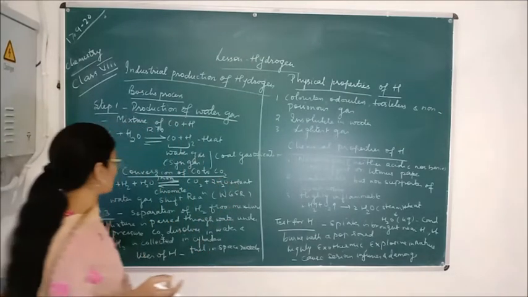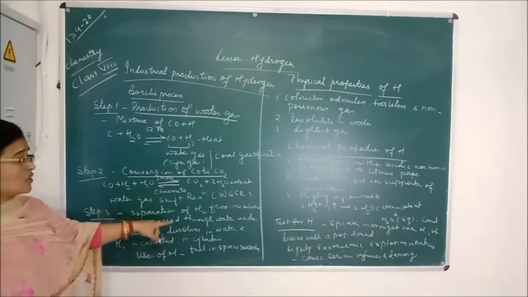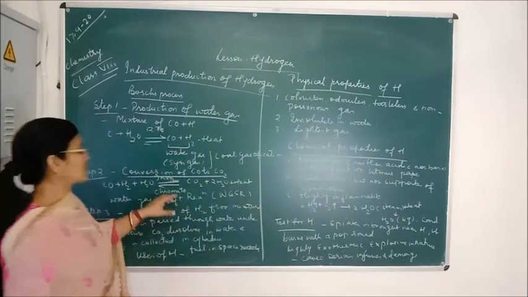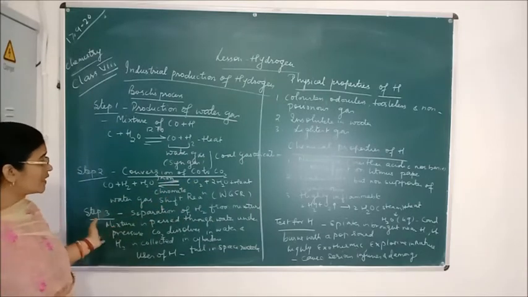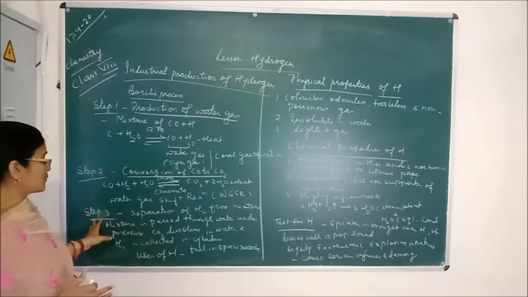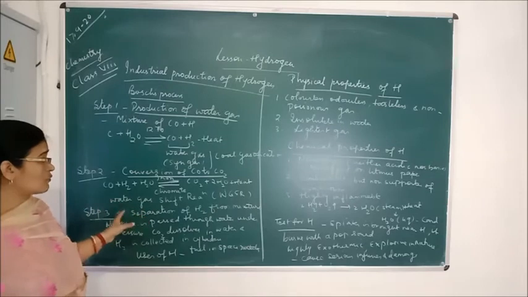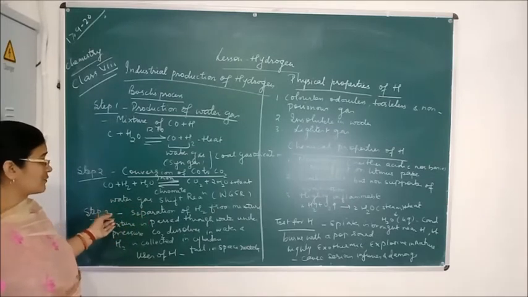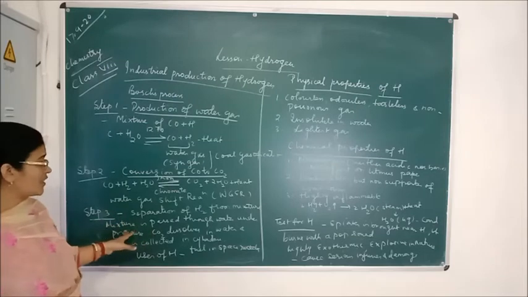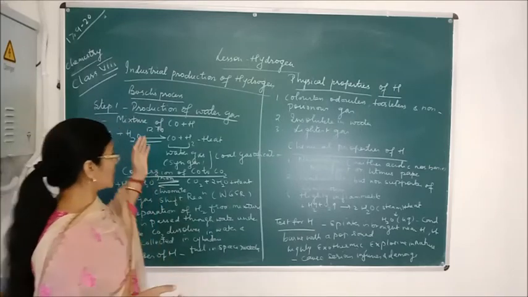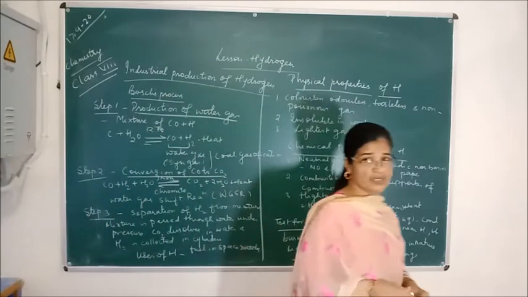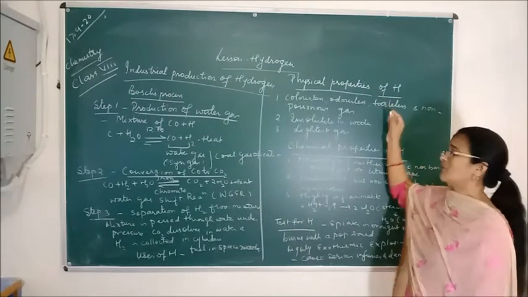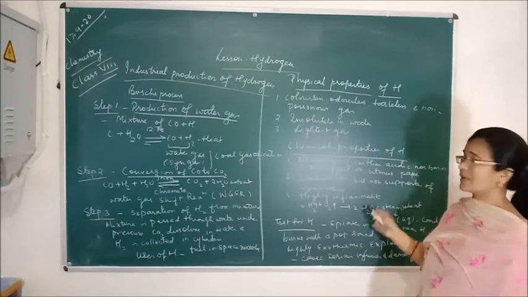And in the third step, there is separation of hydrogen from the mixture of carbon dioxide and water. The hydrogen gas is separated especially by passing the mixture through water under pressure. When the mixture is passed through the water under pressure, the CO2 dissolves in water and hydrogen is collected in the cylinders. So these are the 3 steps in which the industrial preparation of hydrogen takes place, and this process is called the Bosch process. Now we will study the physical properties of hydrogen as well as the chemical properties.